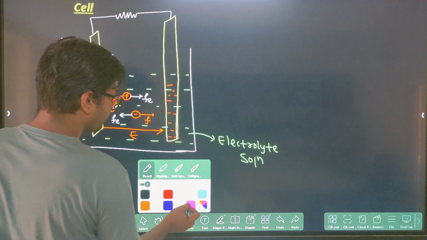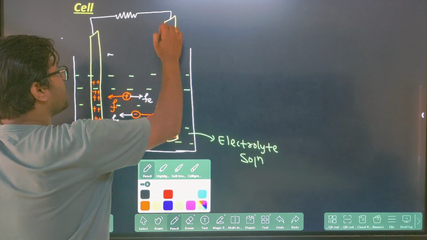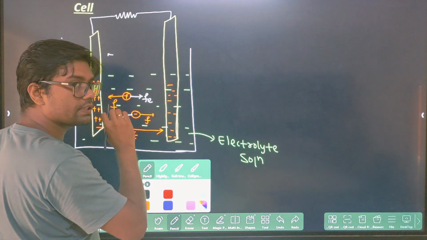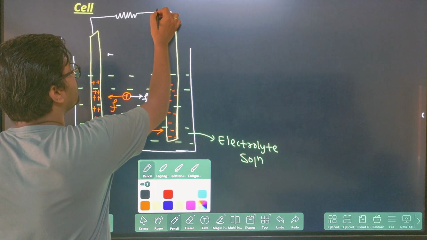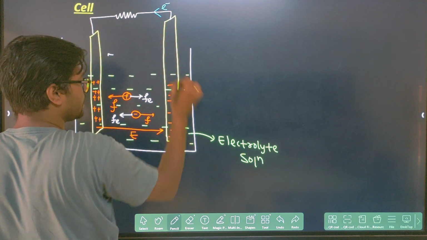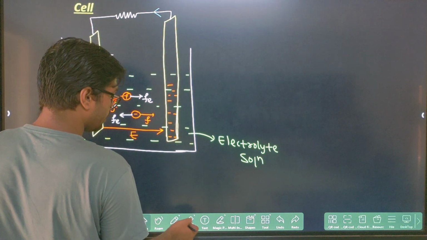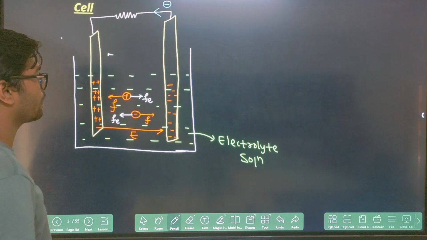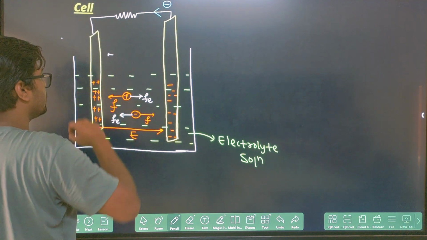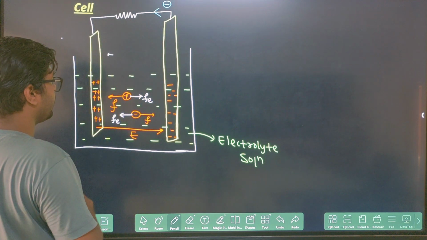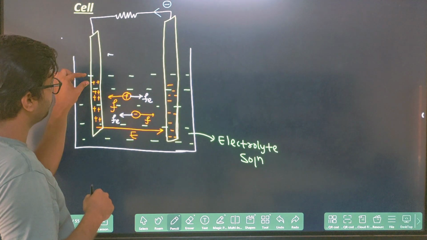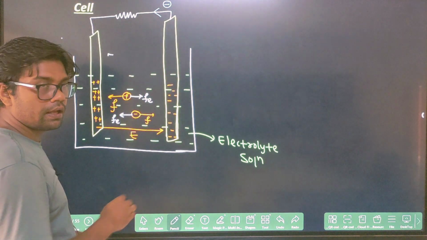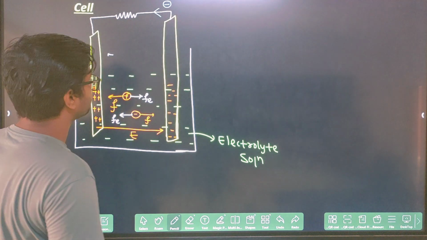Basically, what will happen now? In this metallic plate, the negative charges are there; negative ions are sitting here. So the electrons, or the negative charges I can say, will move along this direction and come to this positive plate. When the negative charge comes to the positive plate, positive and negative get neutralized, and there will be less negative charge on this plate.